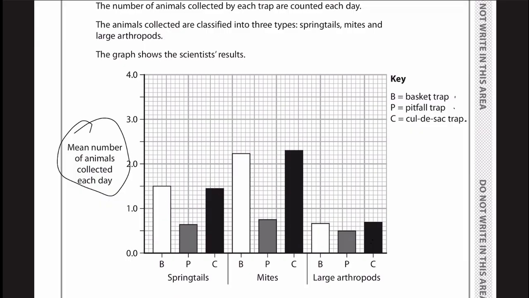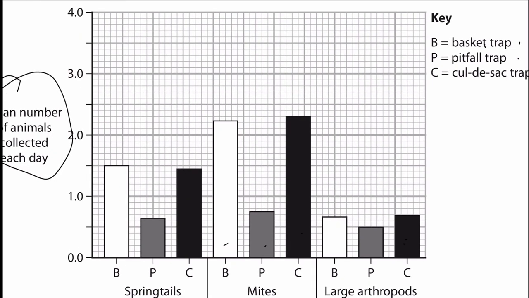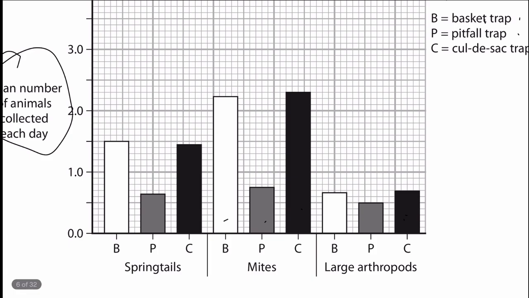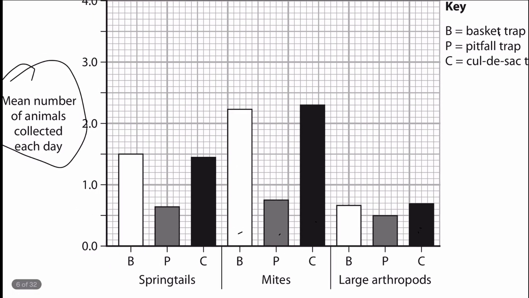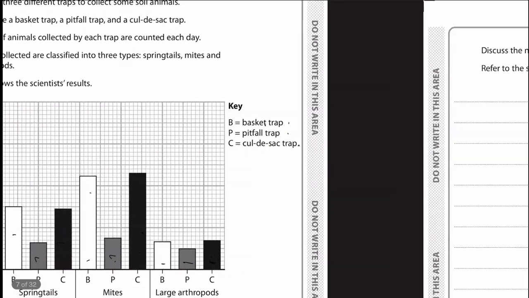Well, one thing which I spotted immediately after looking at this is that for each type of trap, the white one is going to be the basket trap, this gray is the pitfall trap, and this black is the cul-de-sac trap. For each of the respective types of traps, the mites have the largest mean number of animals collected each day. You can see for this white bar, it's the highest out of all three. For the gray bar is the highest, and for the black bar it is also the highest. So that's an easy thing for us to mention.